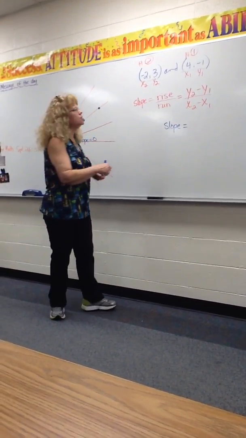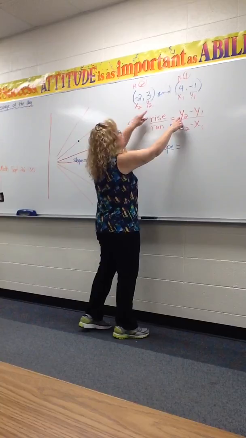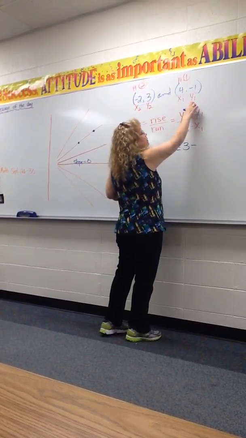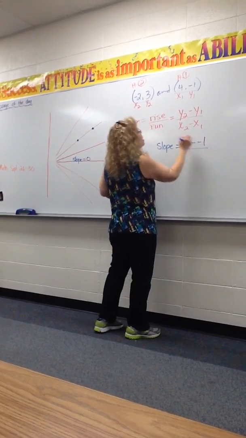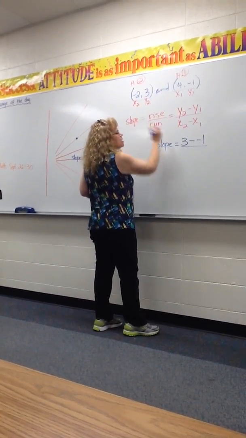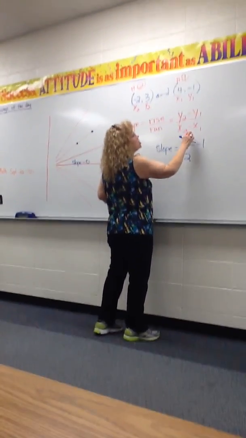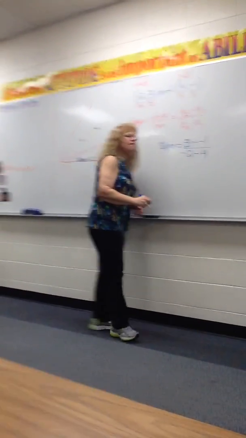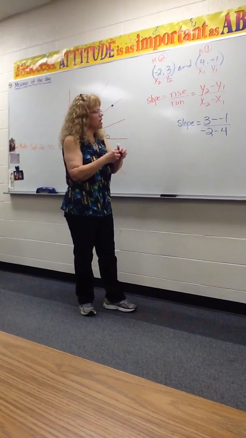The last thing you need to do is plug them in. What's y2? 3. Take away y1. Negative 1. Over. Negative 2. Take away x1 is 4. And then just work it out, obviously on top.